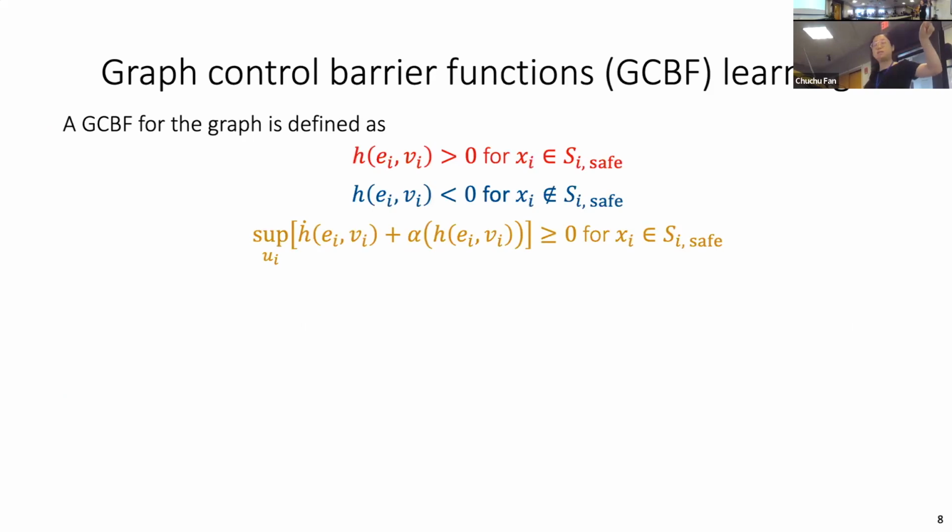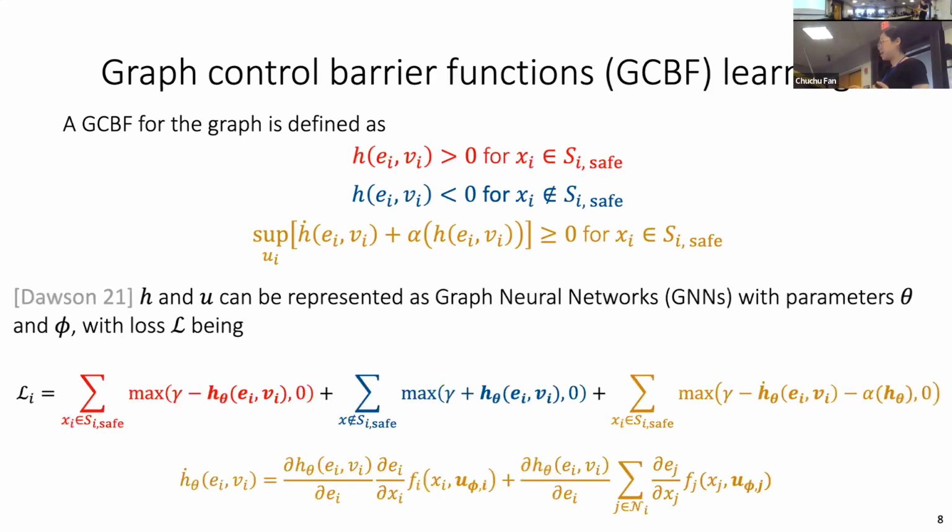So the way it works is actually pretty straightforward. I have the three conditions for GCBF that we want. And the way to find this h and the controller u is through backpropagation using a single loss function that encodes the three conditions. So I have the color coding here. Each of the following terms in the loss represents one of these constraints. And they're actually pretty easy to understand.